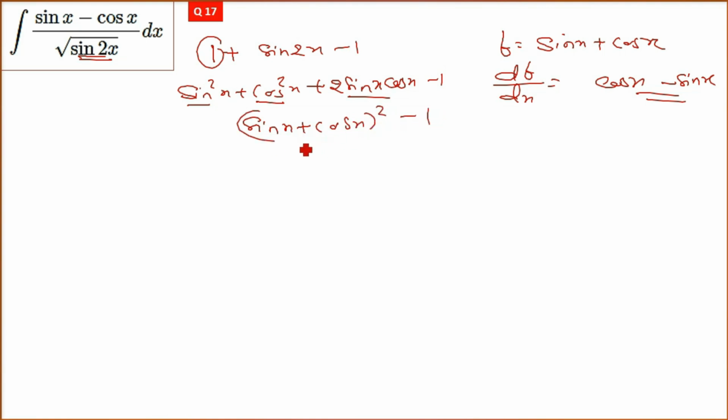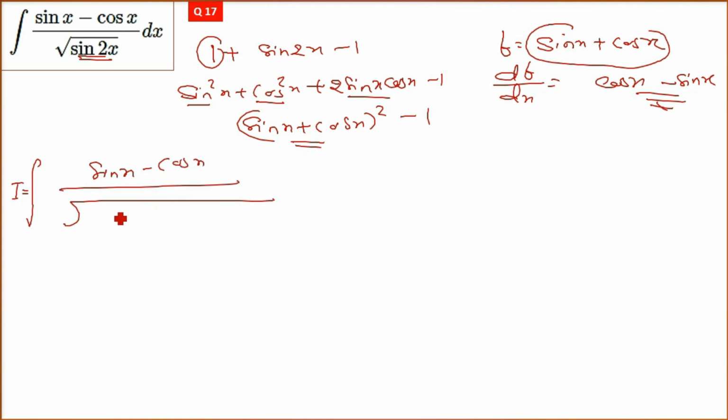Now the solution is taking shape, because initially I told you we need sin x plus cos x anyhow, so that we can get sin x minus cos x into dx in the numerator. So let me write it formally. Integration will be like this. Numerator is sin x minus cos x. Denominator is under root sin 2x, which I will write as sin x plus cos x whole square minus 1. I am writing it in short.